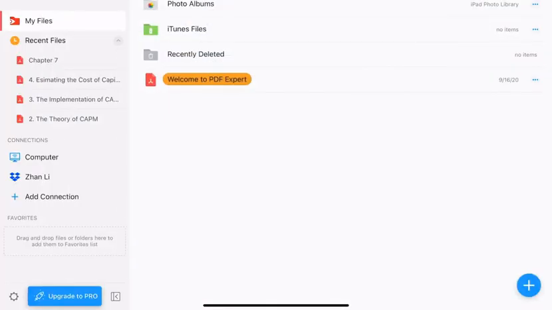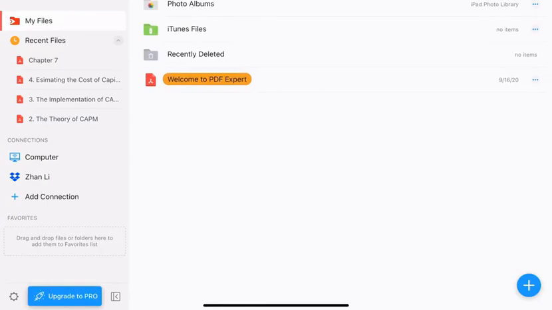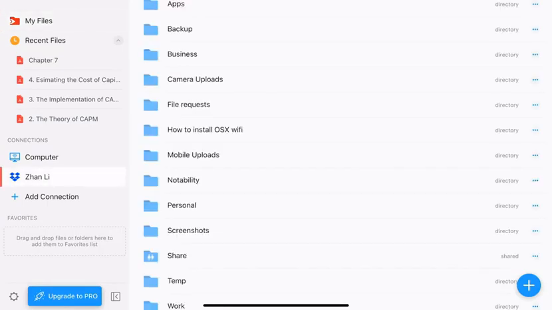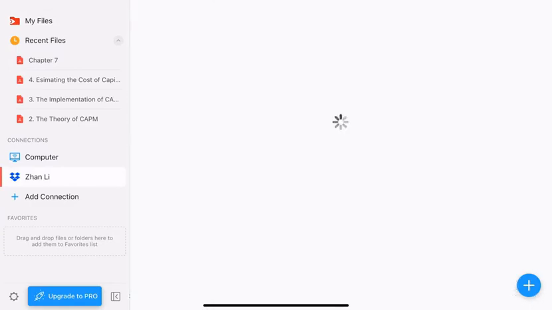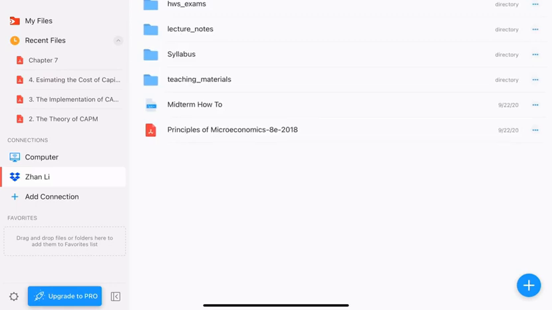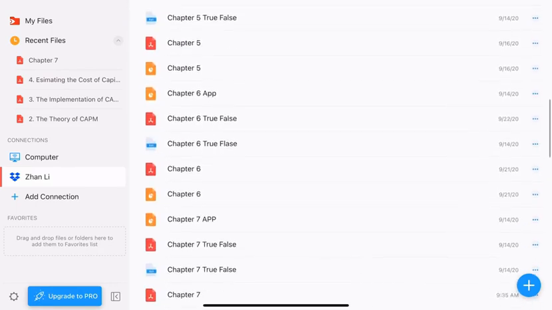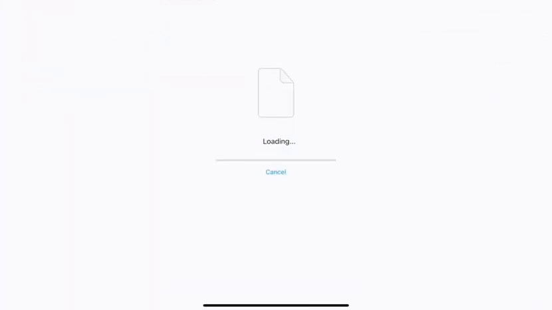So let's look at some true-false problems. Oops, where can I see the true-false problems? That's weird. Okay, let's see chapter 7, true-false problems.